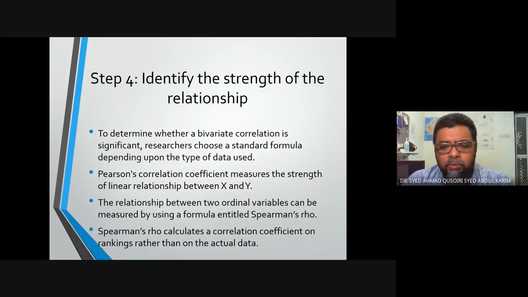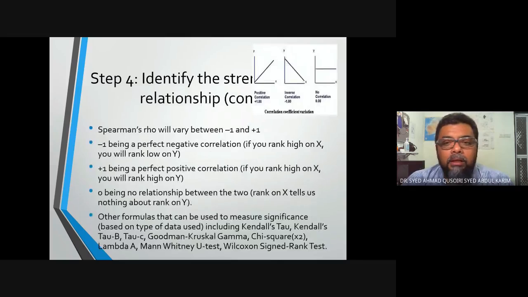The relationship between two ordinal variables can be measured by using a formula entitled Spearman's rule. Spearman's rule calculates the correlation coefficient on rankings rather than the actual data. These types of analysis are actually beyond the scope of these introductory videos, but I would suggest you find good training videos that are available on the internet.